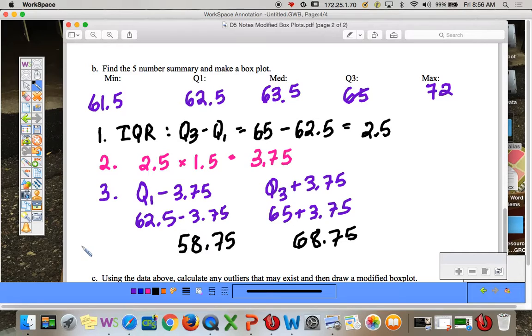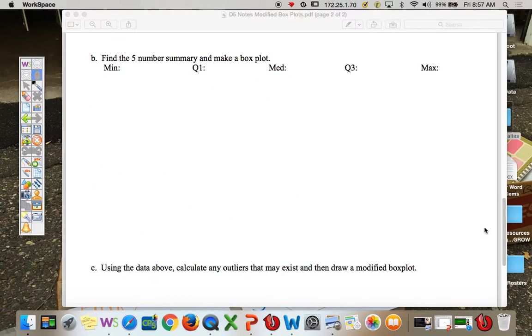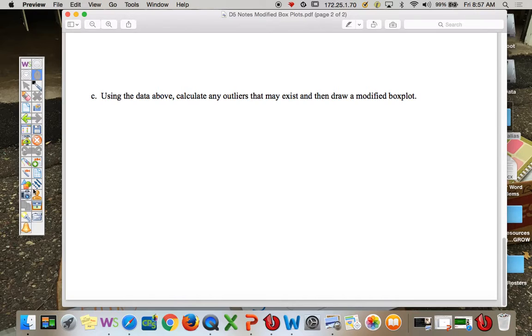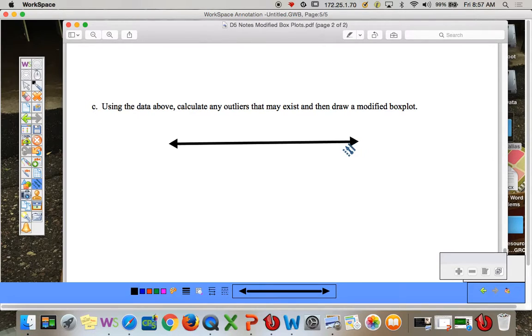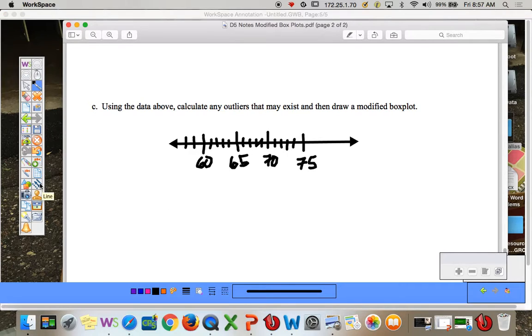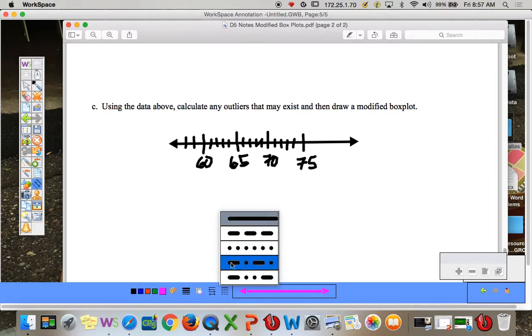Now I'm going to draw a modified box plot. I'm going to put in my fences. Anything outside the fences are dots. Anything inside the fences we draw like a regular box plot. I'm going to use my line tool here to help. I'm going to start at 58, 59. Here's 60. 1, 2, 3, 4, 5. Here's 65. 1, 2, 3, 4, 5. Here's 70. 1, 2, 3, 4, 5. Here's 75.